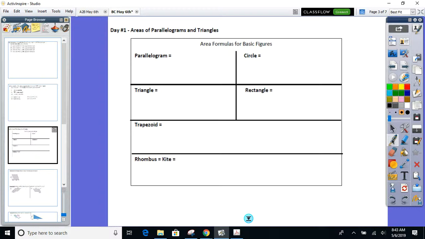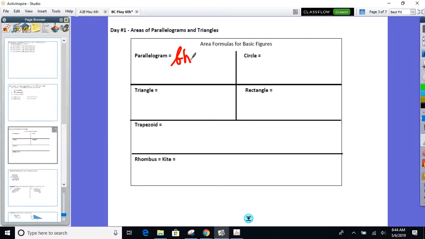Let's see how many you know here. Anybody know the parallelogram one? Base times height. Yep, base times height. Anybody know the circle? Pi d was for circumference. Pi r squared. R for radius length, okay. Triangle, that's pretty familiar. 1/2 base times height. Some people do base times height divided by 2, whatever floats your boat.